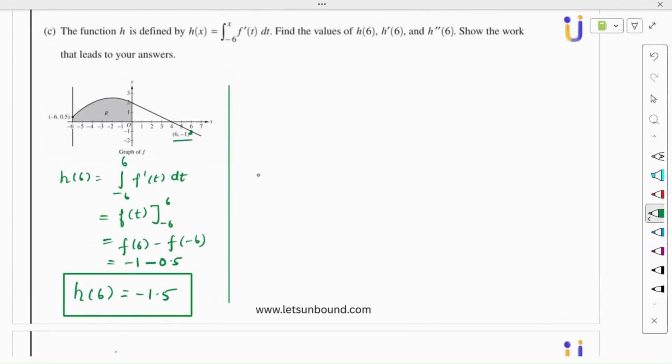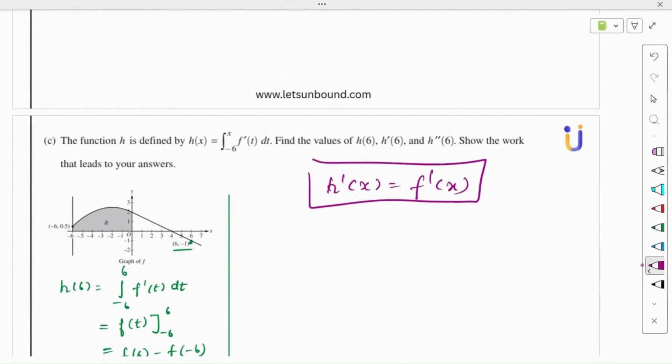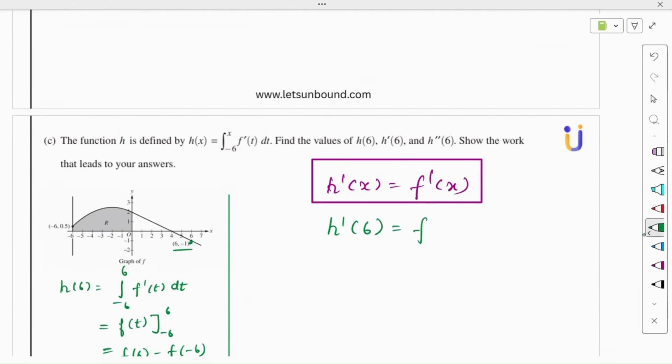Then h dash of 6 and h double dash of 6. Let's go with h dash of 6. H of x is this. So h dash of x will be f dash of x, because when you differentiate both sides, the integral and the differentiation are opposites of each other, right? So they get cancelled. H dash of 6 means f dash of 6. Or generally we can say h dash of x is f dash of x. So if you want h dash of 6, you just find f dash of 6.